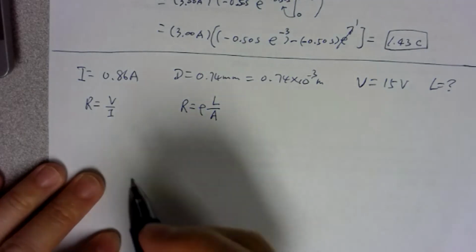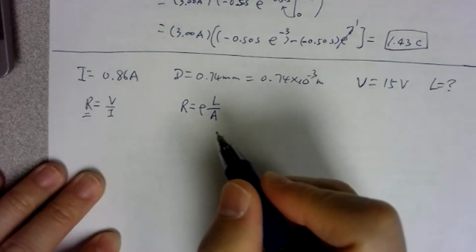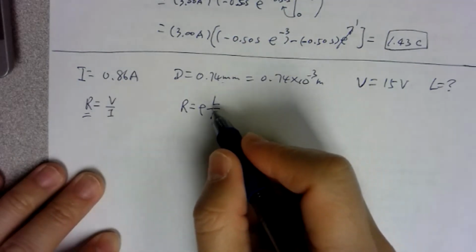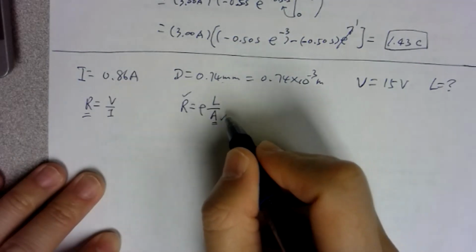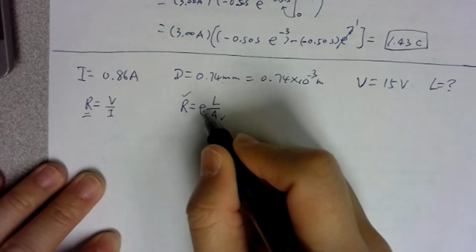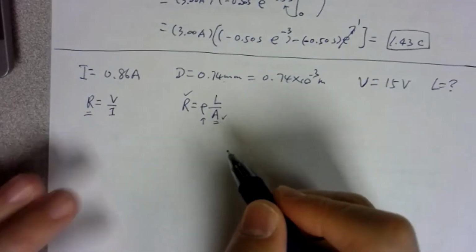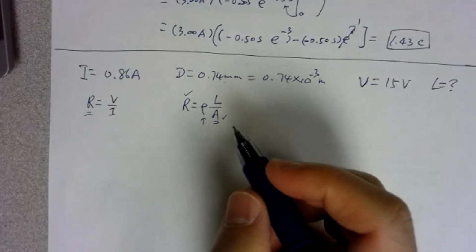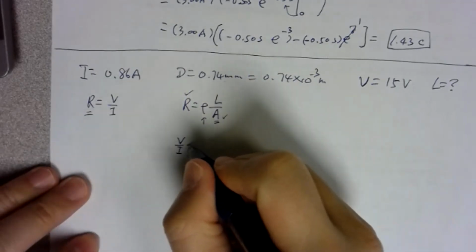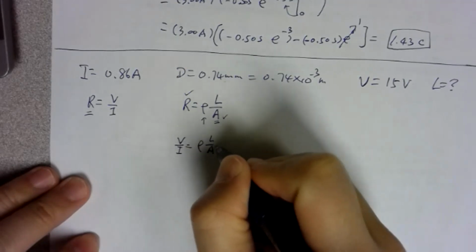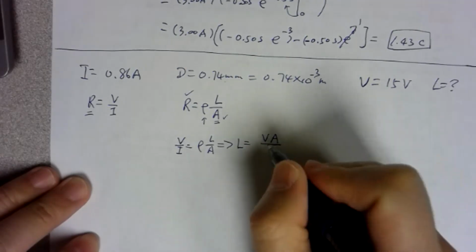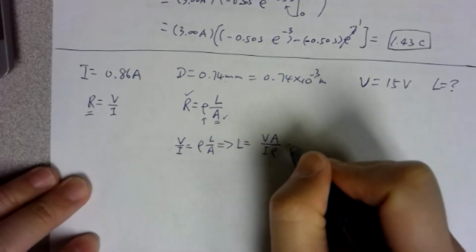So it looks like we can calculate this, and then we can calculate this given the diameter, right? So this will be calculated, this will be calculated. And for this resistivity, it tells you this is copper, so you can look it up for copper. Then you can solve for that. All right, so let's say V over I equals rho L divided by A, right? Then L equals V times A over I times rho, okay?